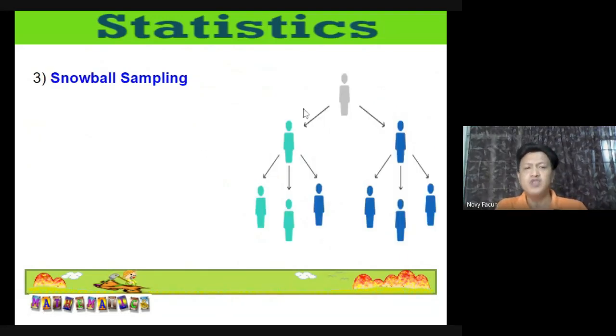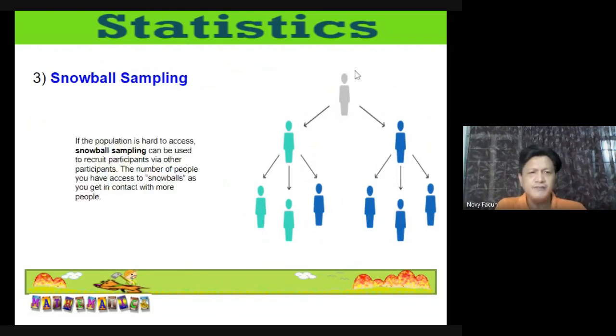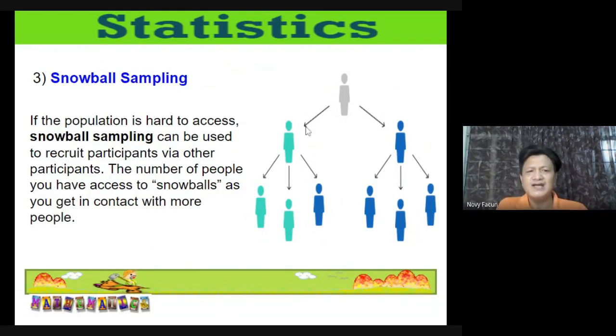Okay, so snowball sampling naman. Pag sinabi natin snowball sampling, bakit kaya siya tinawag na snowball? Kung mapapansin natin yung snow, from one person, habang bumababa siya, dumadami. Yun yung concept ng snowball. Ibig sabihin, meron dito nagre-recruit. Yun yung first natin, nasa taas. And if the population is hard to access, i-apply natin dyan yung snowball sampling.